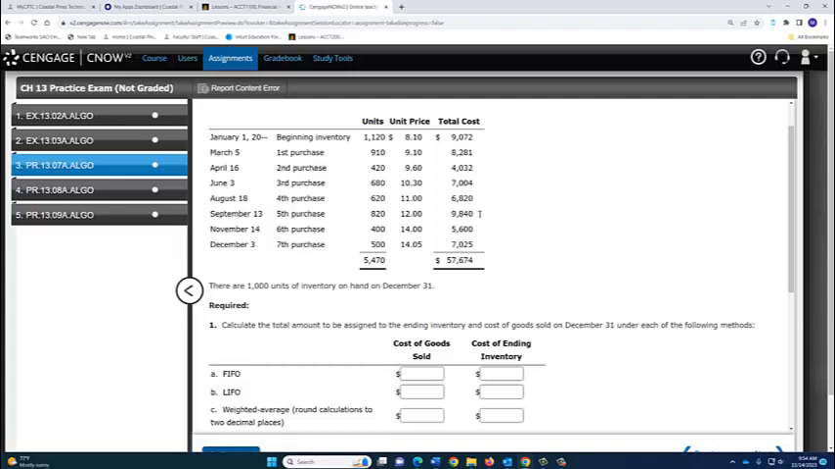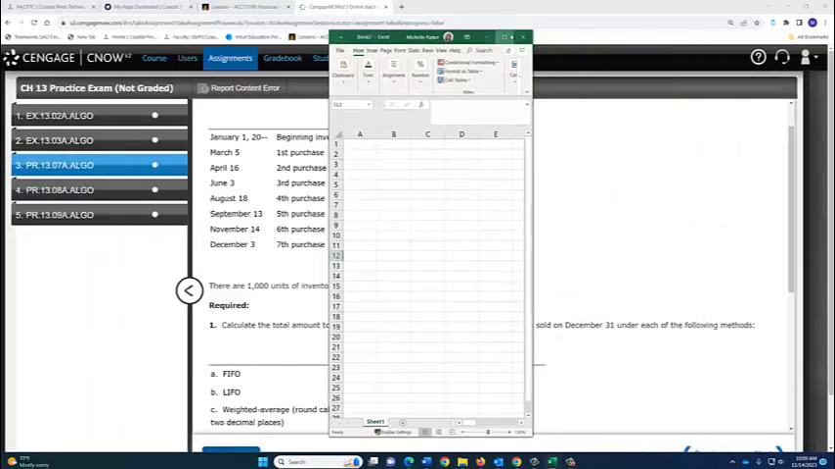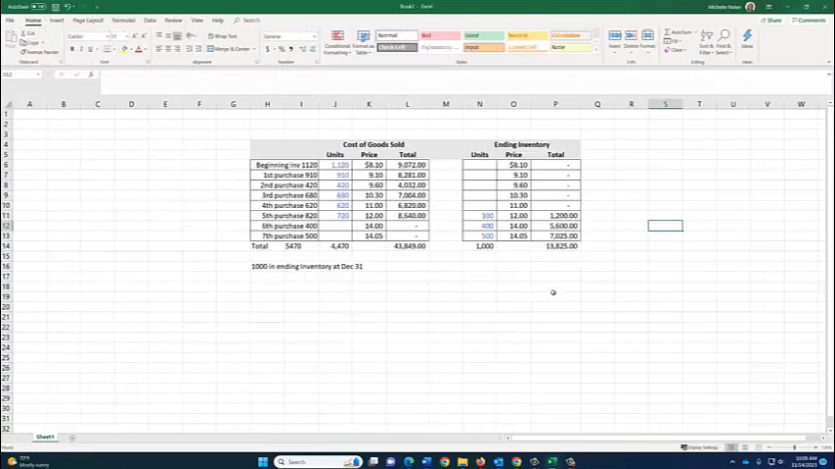So if I add those together, the $1,200, the $5,600 here, and the $7,025 from the last purchase, our cost of ending inventory under the FIFO method is $13,825. I want to show you that calculation, so I have completed it on a spreadsheet.